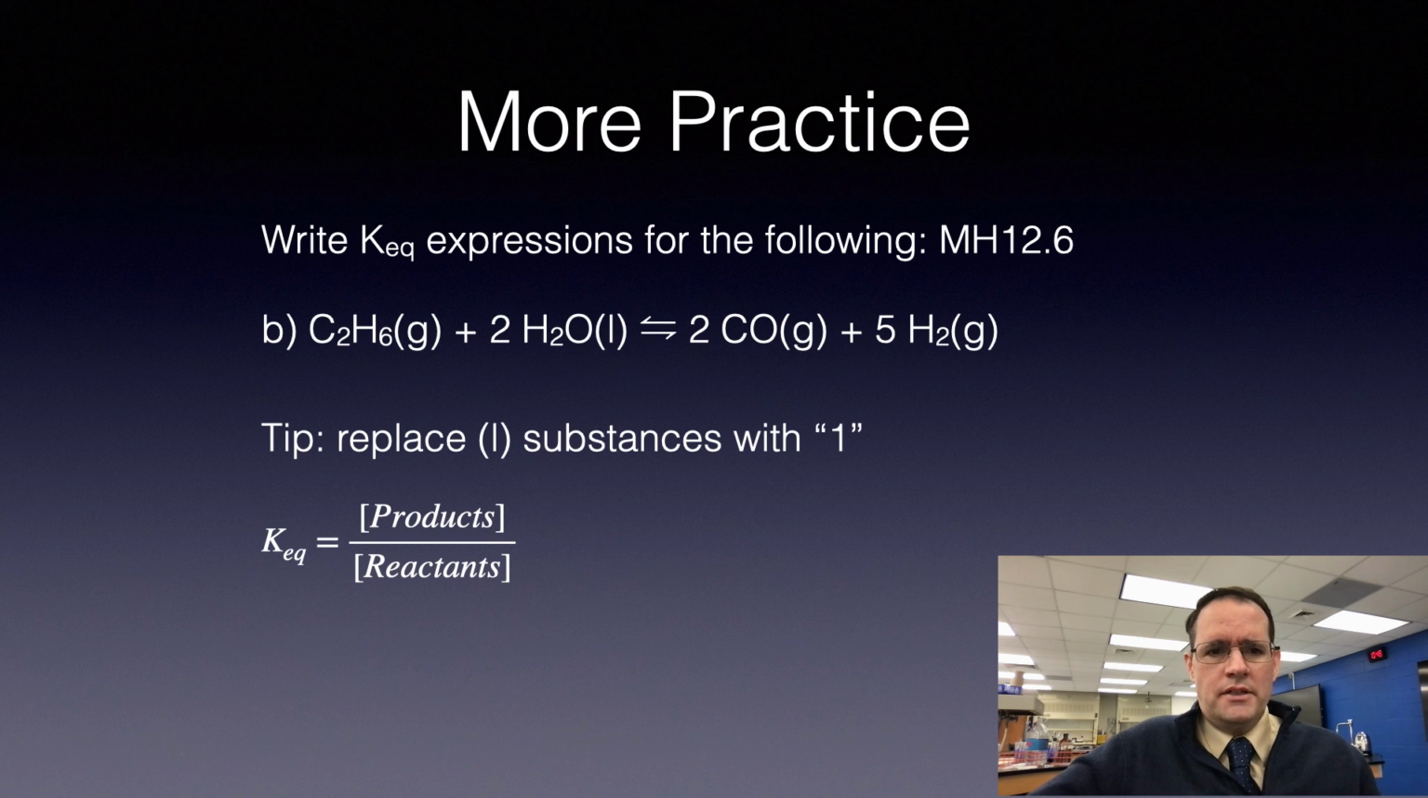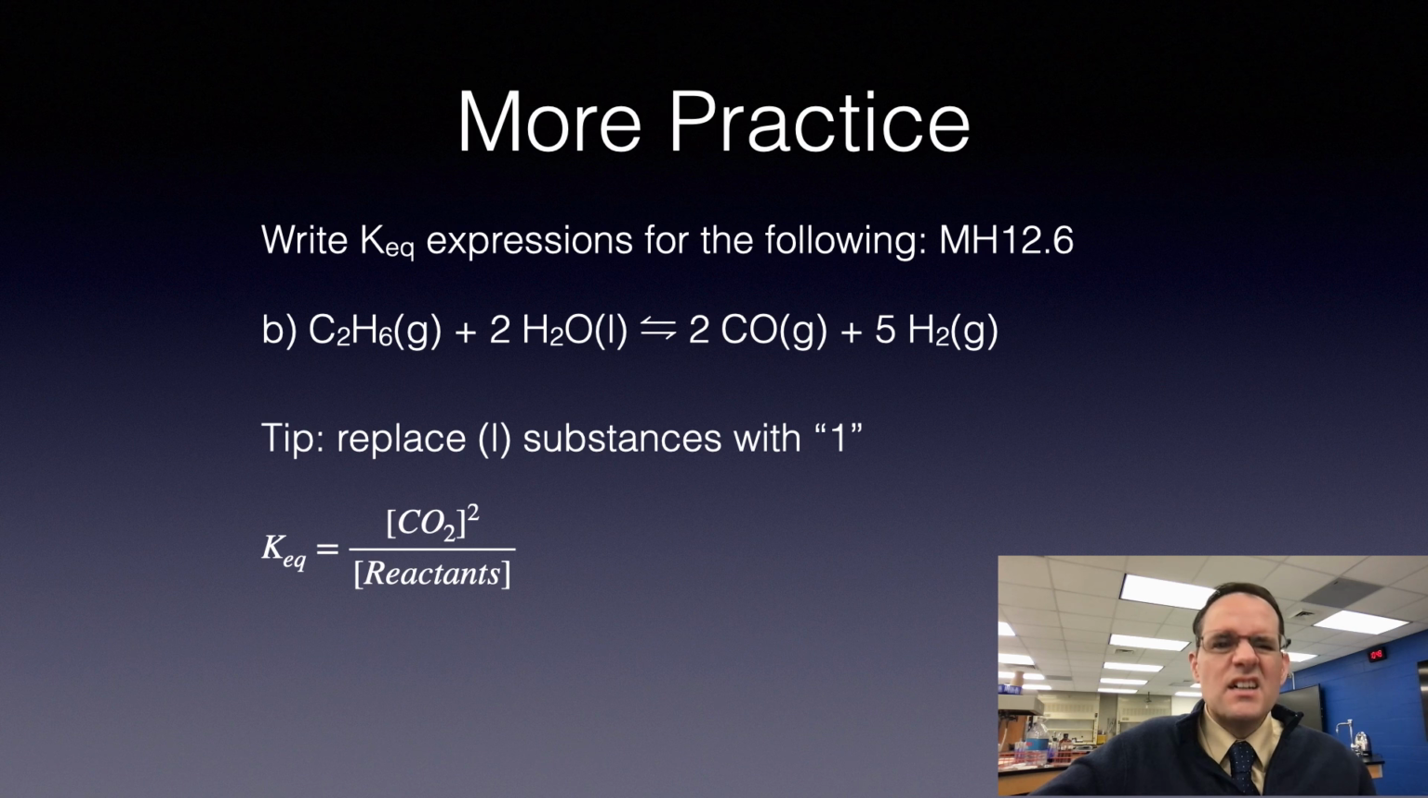The next problem here is part B. We have a liquid in the equilibrium, so my tip to you is to replace liquid substances with 1. So our products are going to be carbon dioxide, and well, that's carbon monoxide, and we square that. That's a typo there. Hydrogen is to the 5th power.